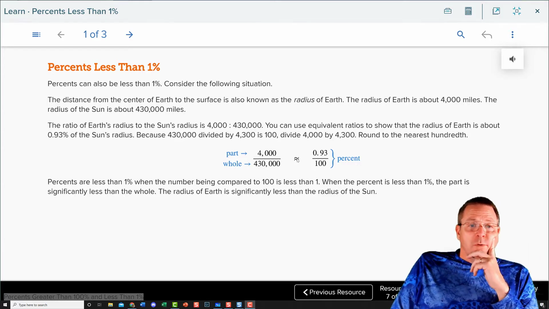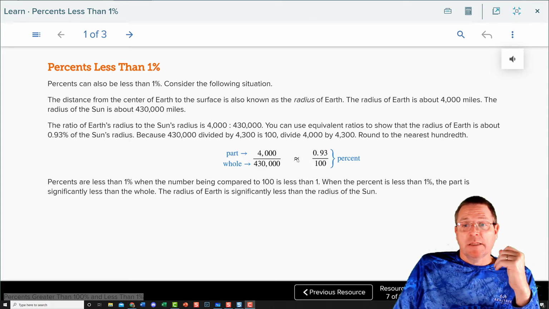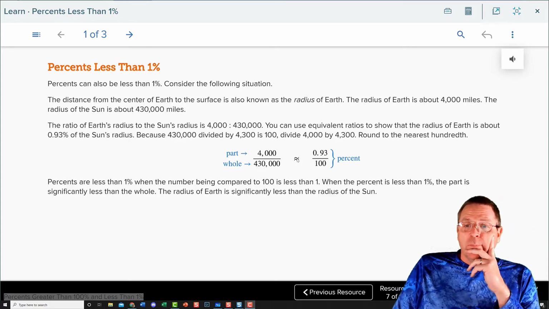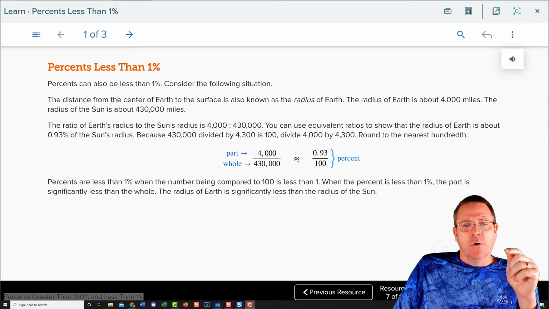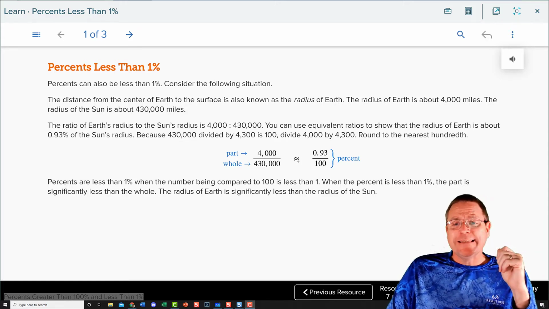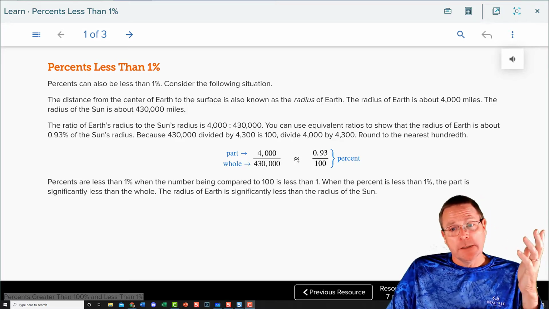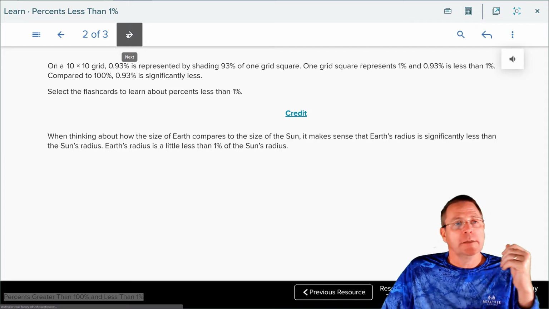Percents are less than 1% when the number being compared to 100 is less than 1. All right, that makes sense. When the percent is less than 1%, the part is significantly less than the whole. We're talking about very small. The radius of the Earth is significantly less than the radius of the Sun. These are things that we understand. At least I hope you've learned that in science.